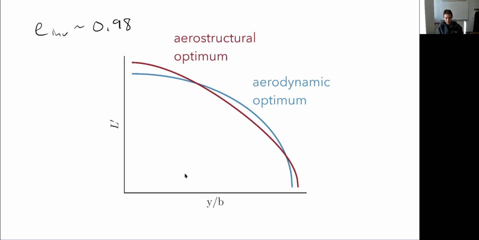Either way, and again, this shape will vary in different ways depending on what the weight metric is, right? Is it just looking at bending stress? Are we using an integrated bending moment or thickness? Are we considering multiple load cases? There'll be subtle differences, but the important takeaway here is that once we consider structures, generally we're going to shift our load inboard. We're not going to use this perfectly elliptic lift distribution.